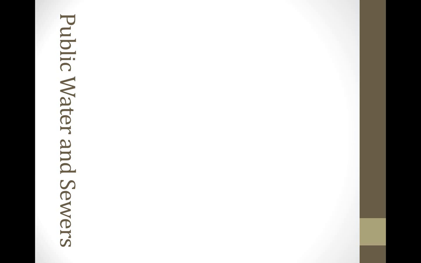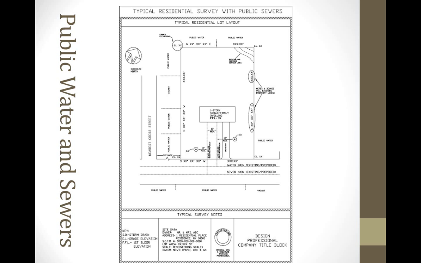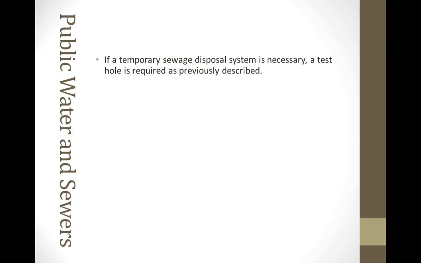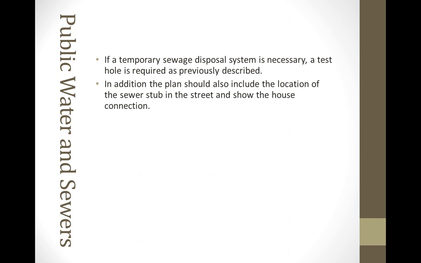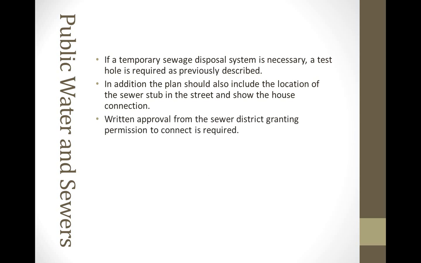If the lot is to be served by public water and sewers, submit 3 prints of a plan by a licensed design professional or surveyor containing the items discussed earlier. You do not need to include test hole data unless a temporary sewage disposal system is necessary. Your plan should also include the location of the sewer stub in the street and show the house connection. You will need a letter from your sewer district confirming the ability to connect.